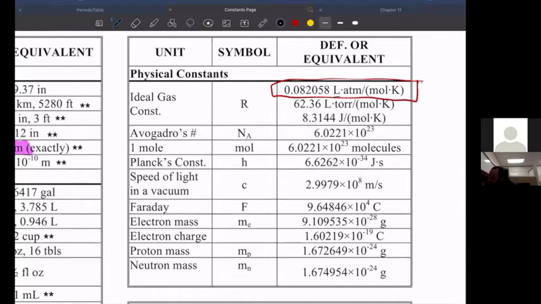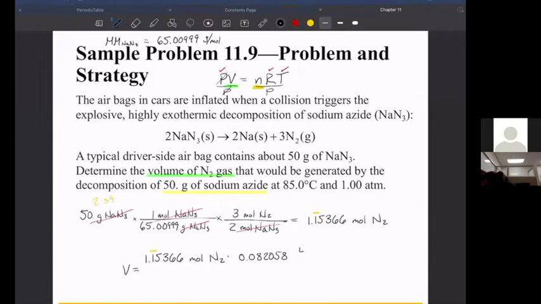Liter ATM per mole Kelvin. Now times the temperature. The temperature is given as 85 degrees Celsius. But remember, in order to use the ideal gas law, I need to convert that temperature to Kelvin. And being really good about copying down the units of R is a good warning sign so that I don't make that mistake. I need Kelvin in order for that to cancel.